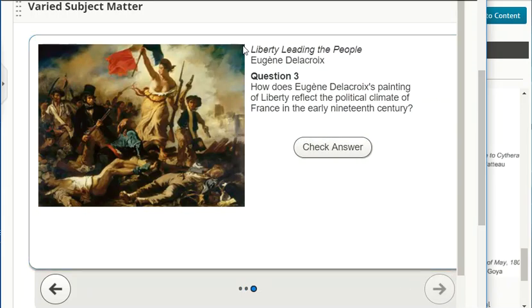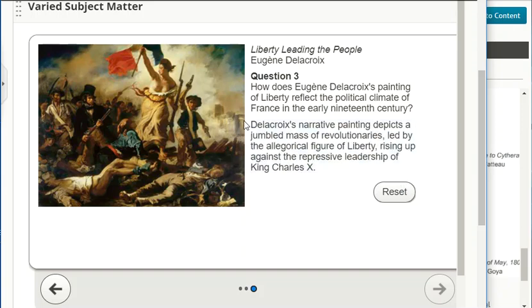Liberty Leading the People by Eugène Delacroix. Question 3. How does Eugène Delacroix's painting of Liberty reflect the political climate of France in the early 19th century? Delacroix's narrative painting depicts a jumbled mass of revolutionaries led by the allegorical figure of Liberty rising up against the repressive leadership of King Charles X.